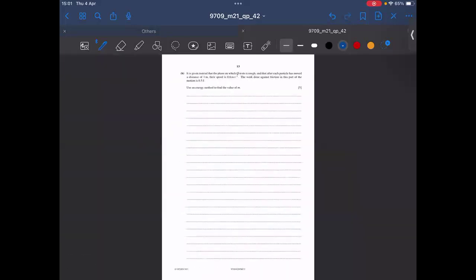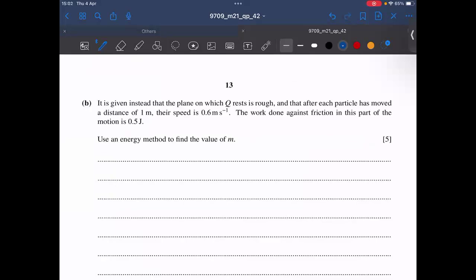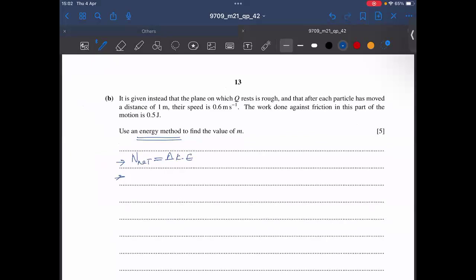Now we have this last part. It is given that the plane on which Q rests is rough, and that after each particle has moved a distance of 1 meter, their speed is 0.6 meters per second. The work done against friction in this part of the motion is half a joule. Use an energy method. They're particularly asking you to use an energy method, so I'm going to use the work-energy theorem, that is, net work done equals change in kinetic energy.